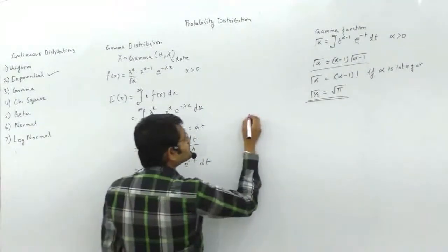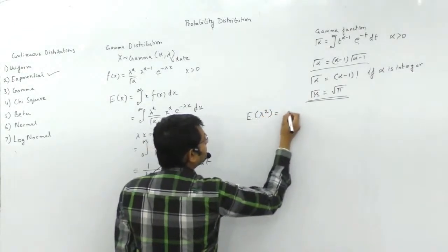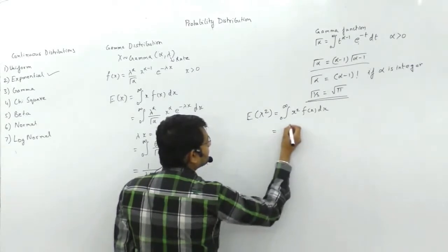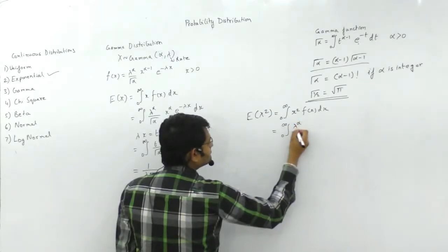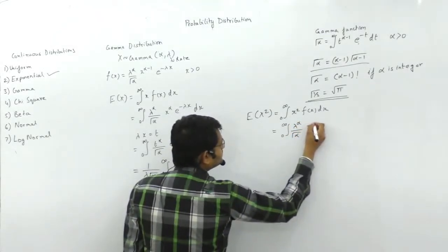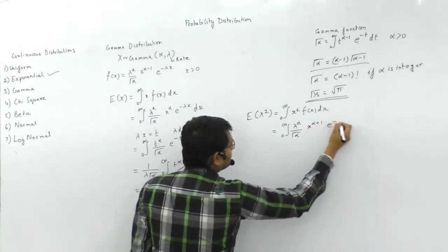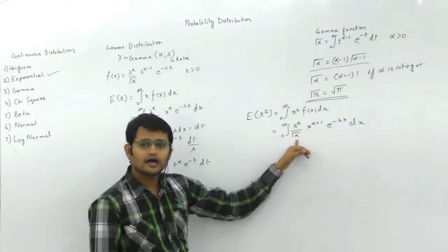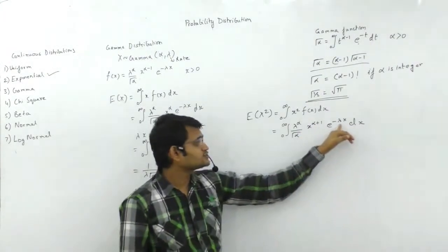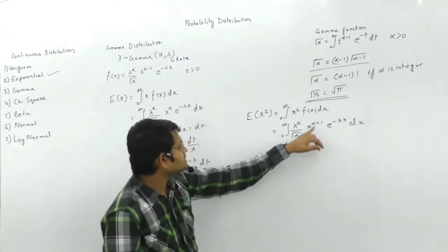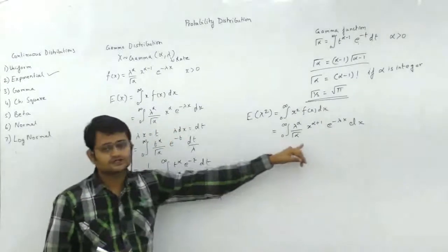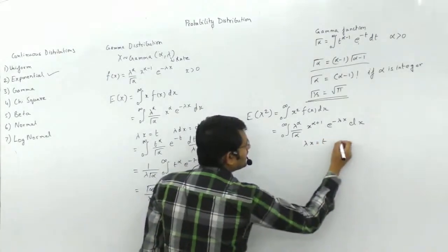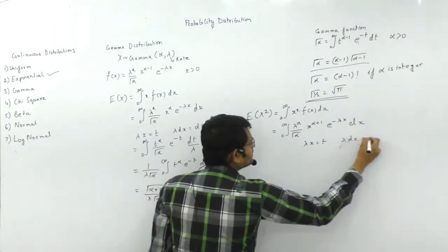Let's find expected value of x square. So here we are getting lambda raised to alpha upon gamma of alpha x raised to alpha plus 1 e raised to minus lambda x dx, right? So basically now all the difference between this term and this term is just we have one extra x. Here again we are going to use the same concept. We'll use lambda x as t and we need dt, so lambda dx becomes our dt.